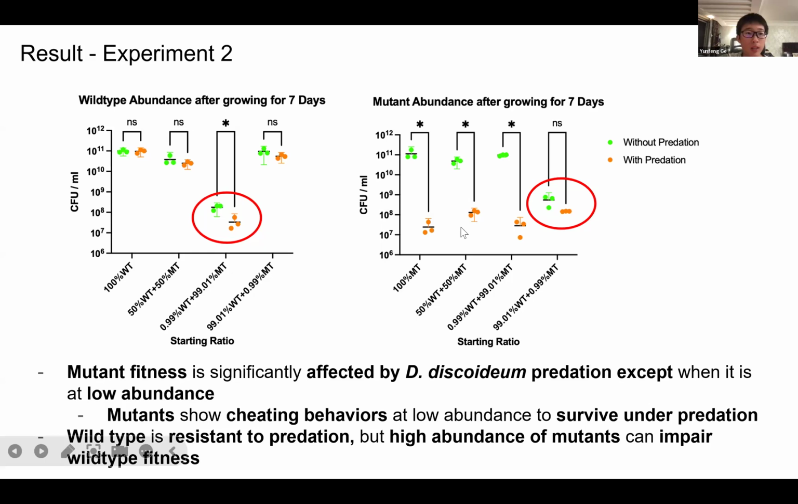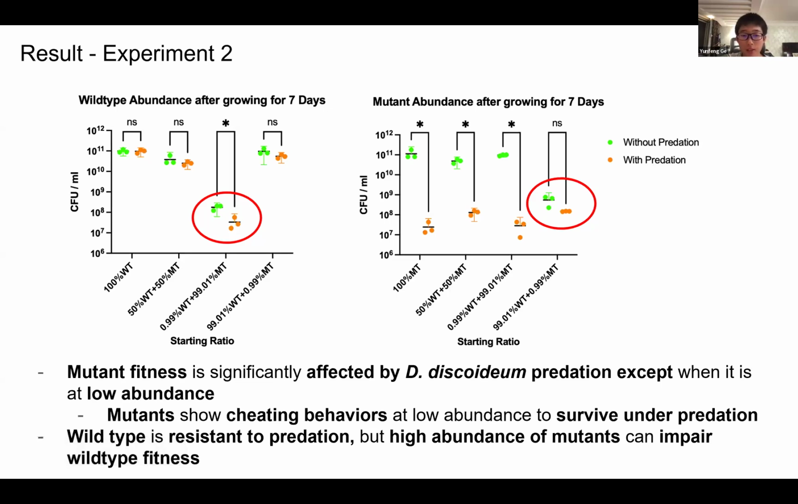And then if we look at the graph on the left, we can see that for most of the time when the wild type is at a relatively high abundance in the population, it's not really affected by predation. Like for the green dots and orange dots, they're basically having the same CFU value. However, when the wild type is existing at low abundance while the mutant is taking the dominance, this population is not really stable. We can see that the wild type's abundance is really significantly affected.